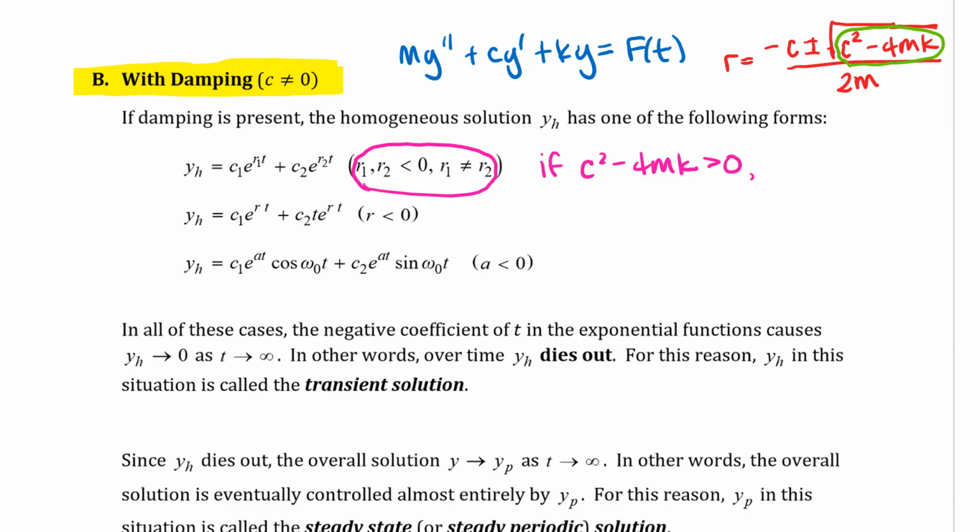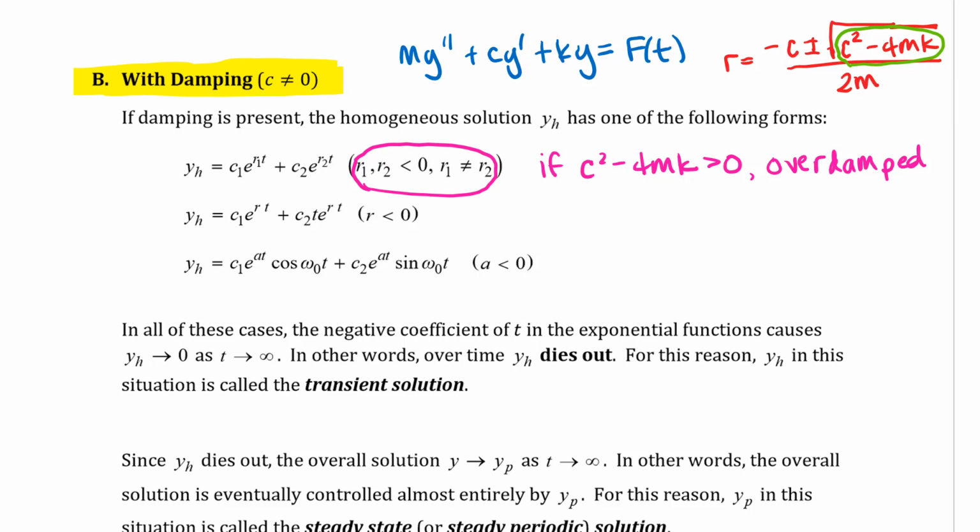And that ends up being what we call an overdamped system. Notice there are no trig functions in the result for the yh, and so I don't really have any oscillations. I just end up with all of that yh approaching 0, again remembering that those r values are both going to be negative.